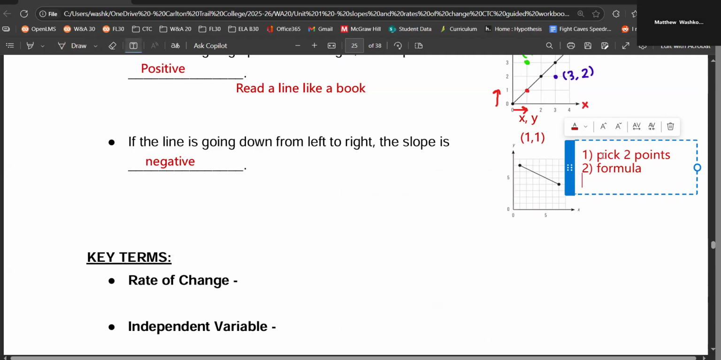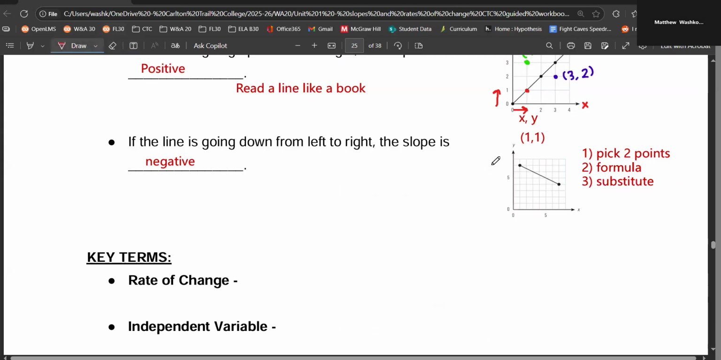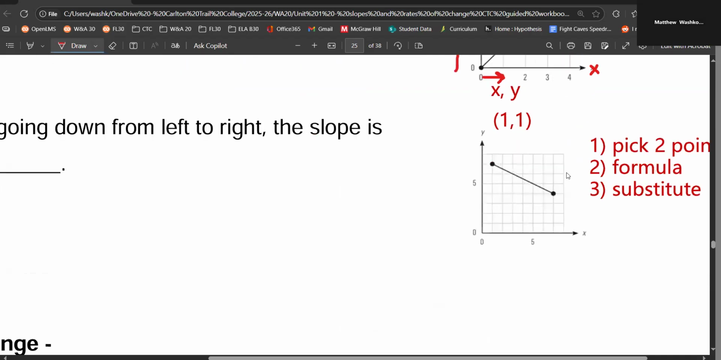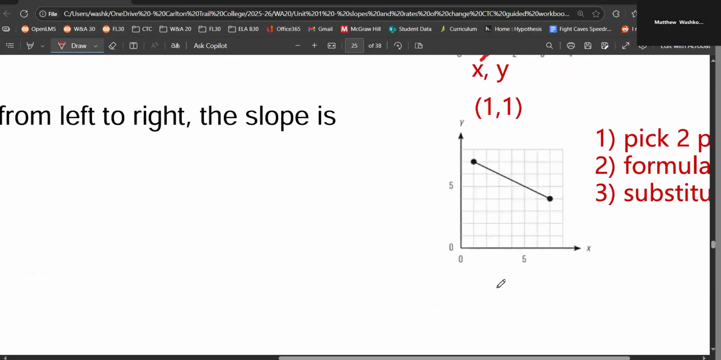Then use your formula and then substitute. So try and find the formula of this, the slope of this line here. Now I'll give you a hint. Pick 2 easy points. This first point here, what's the coordinates of this? It's 1 and 7. You could pick this point, you could pick this point, and so on. Pick an easy point though.